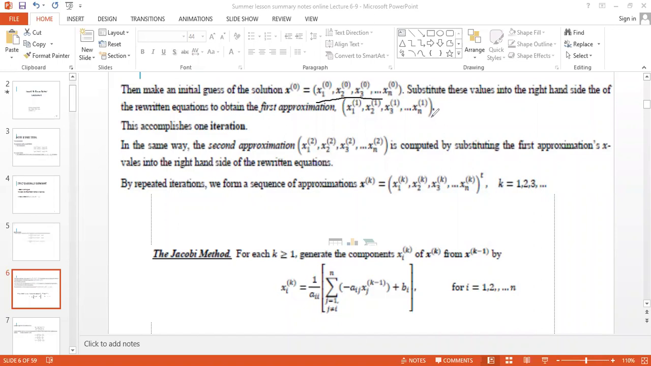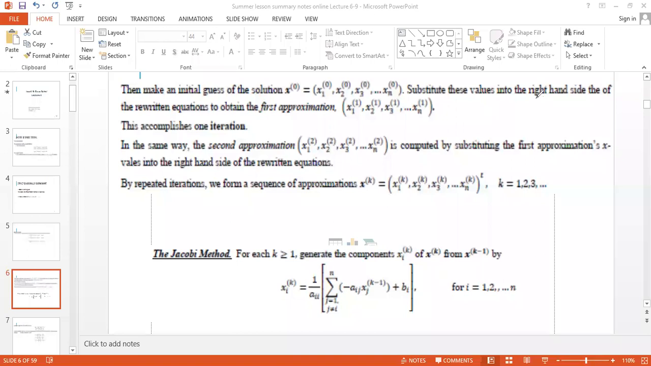So if it's a 3 by 3 system, I could give you P0, the initial guess, to be 0, 0, 1. 0, 0, 1 means that x1 is 0, x2 is 0, and x3 of the system is 1. These are the initial guesses, which will be employed in the first iteration. Good.